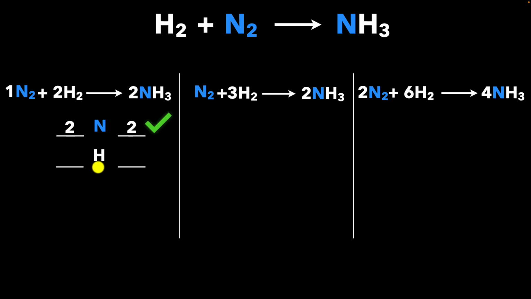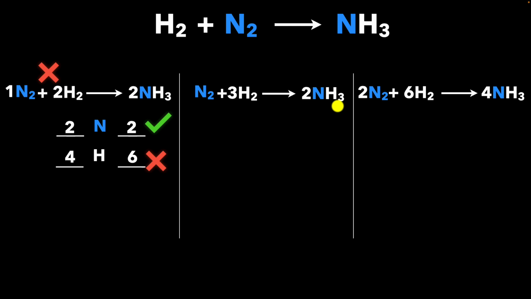Okay, but now let's look at hydrogen. How many do we have on the left? Well, 2 times 2 is 4. On the right side, we have 2 times 3, which is 6. So the number of hydrogen atoms is not the same on the left and right, and therefore this equation is not balanced. Okay, what about this one?